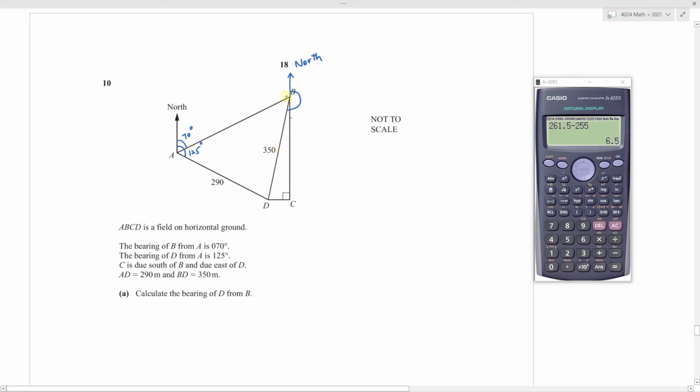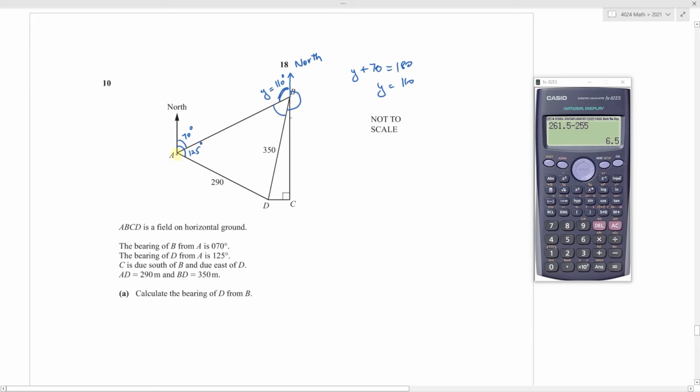So let's look at the other side. If this is 70 degrees, this is the north line, this is the north line, they are parallel. And we know that the sum of interior angles of two parallel lines is 180 degrees. So let's call this angle Y. Y plus this 70 is 180 degrees, so Y will be 110. So this angle here is 110 degrees, right? And if I can find this angle now, I can subtract this angle and this angle from 360 degrees. This remaining angle will be the bearing.